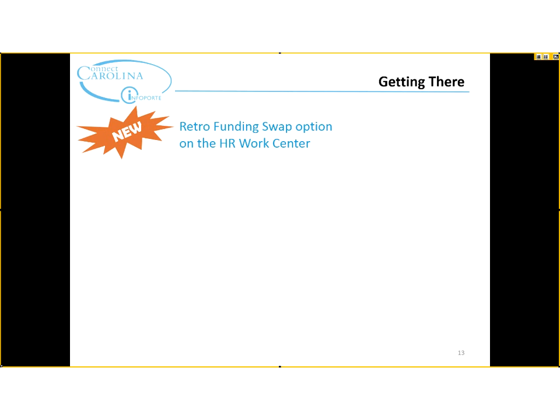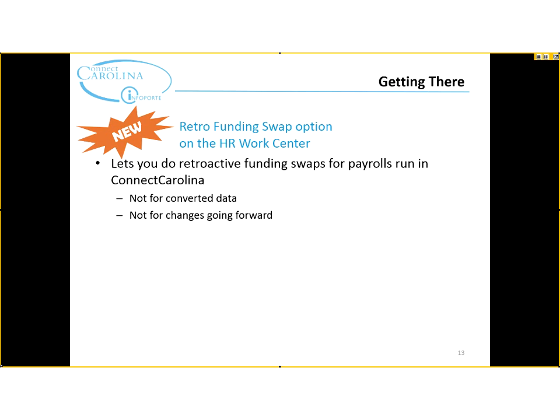So you're going to go now into Connect Carolina, and on the HR Work Center, you want to look for the retro funding swap option. So this option, and again, it's go in Connect Carolina, and on the left side of the screen, you'll choose HR Work Center. And this lets you do retroactive funding swaps for payrolls that have been run in Connect Carolina.